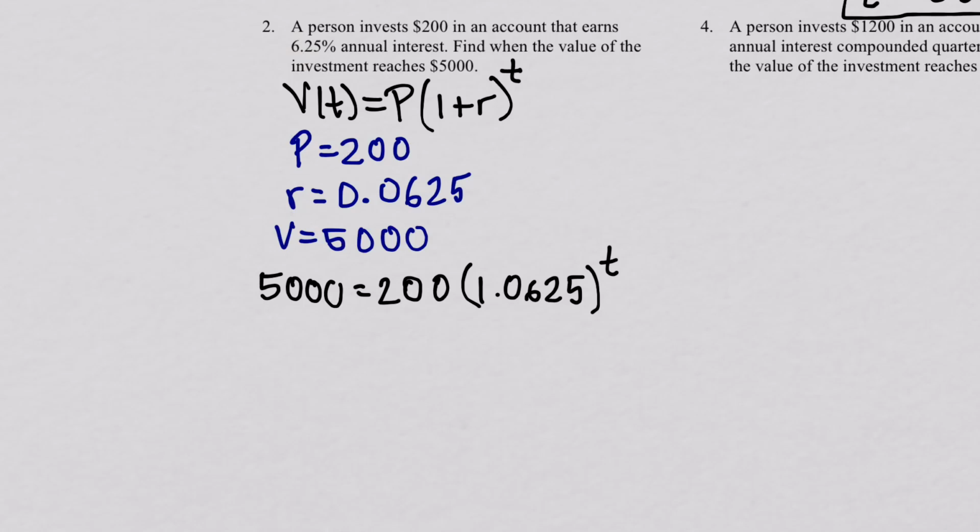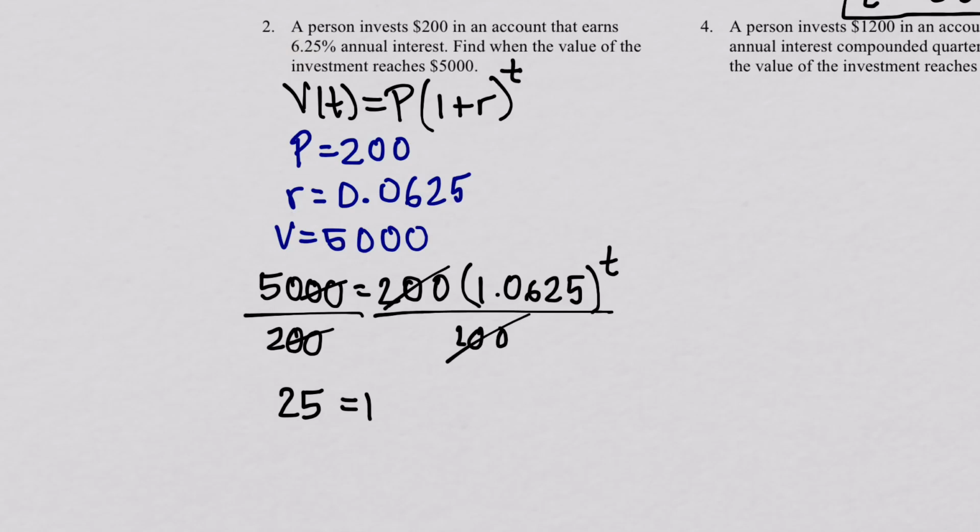Once again, like in the last problem, I'm going to start by dividing by 200. Always do that to make your numbers a little smaller and easier to work with. So on the left side, I have 5,000 divided by 200. That's going to be 25. You can check that with your calculator. But look, cancel the 2 zeros. That's 50 over 2, which is 25. Equals 1.0625 to the power of t.